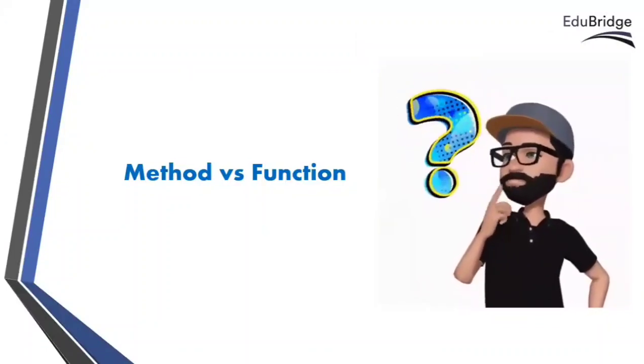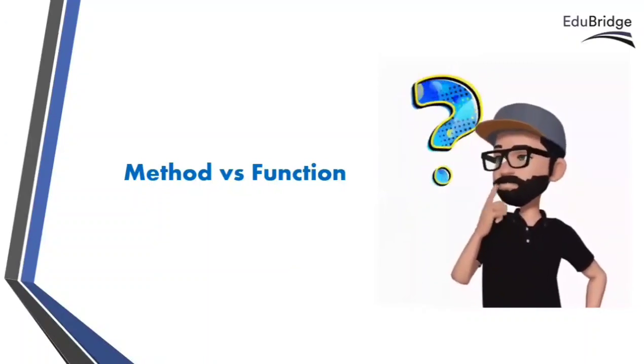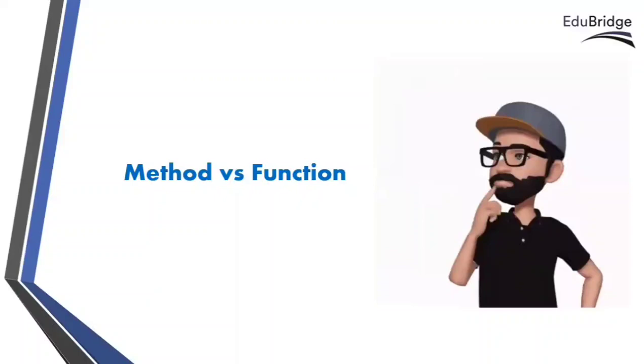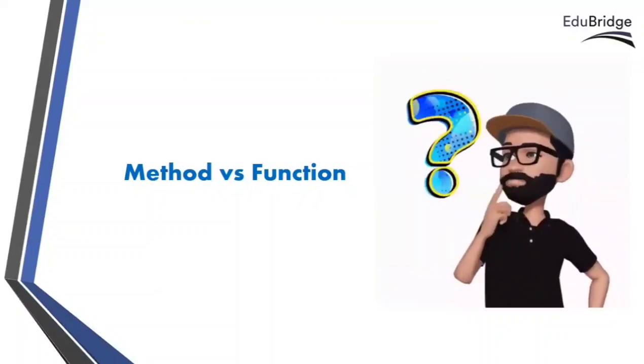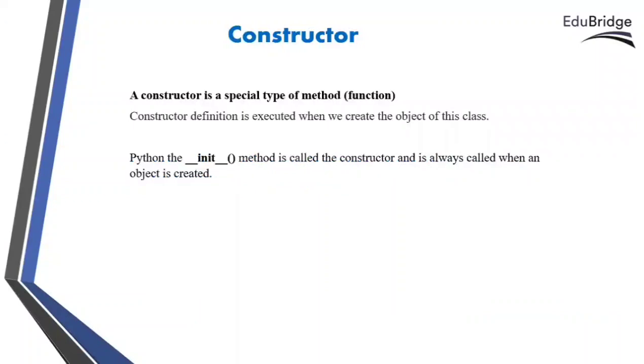As we also discussed, method and function are both the same. If I'm using it inside a class, it's called a method. If you're not using a class, we normally call it a function. The constructor is nothing but a special type of method, which is defined by init in Python.